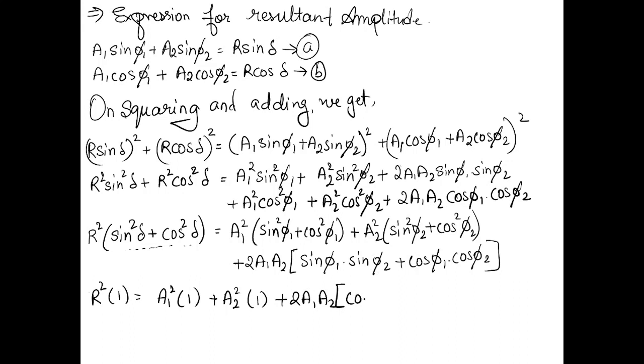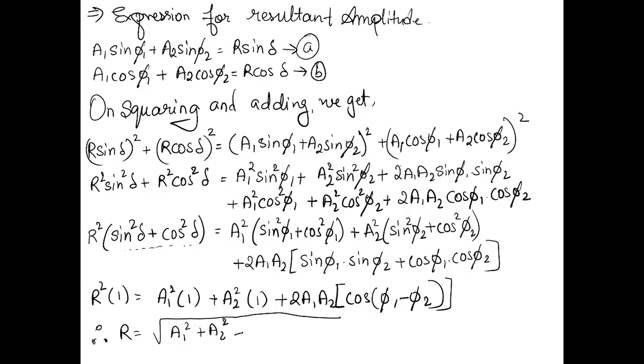So this is sine A sine B plus cos A cos B, which is nothing but the formula of cos of A minus B. So this is cos of phi 1 minus phi 2. Therefore, what is the value of r? R is equal to under root of this term. So this is nothing but a1 square plus a2 square plus 2 a1 a2 cos of phi 1 minus phi 2.